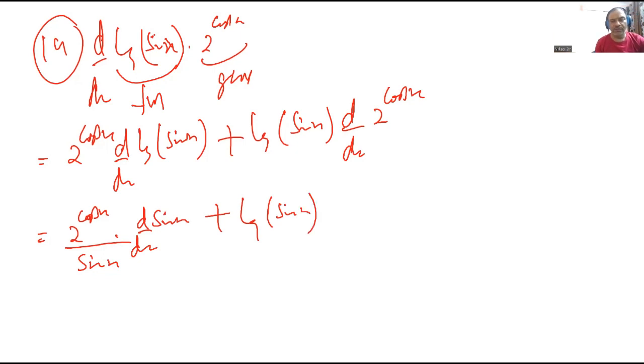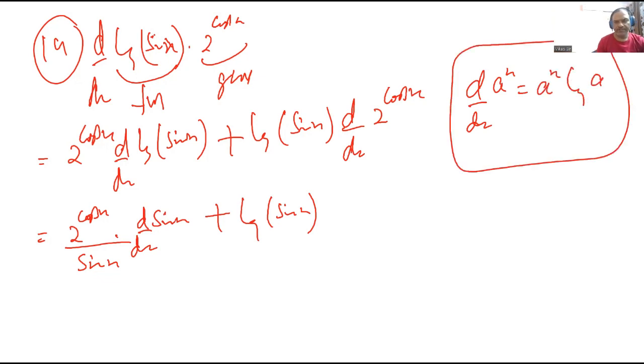And d by dx of 2 raised to power cos x, we know that d by dx of a raised to power x, this is a parent function. I will be having a raised to power x, and this is log a. Right? Now here we are having 2 raised to power cos x, and it is just the same as d by dx of a raised to power x. We will be having 2 raised to power cos x, and this is log 2. But in actual, the cos x is not x. Then what do we have to do? We have to differentiate this cos x again. Now, if we differentiate this cos x, we will be having d by dx of cos x.